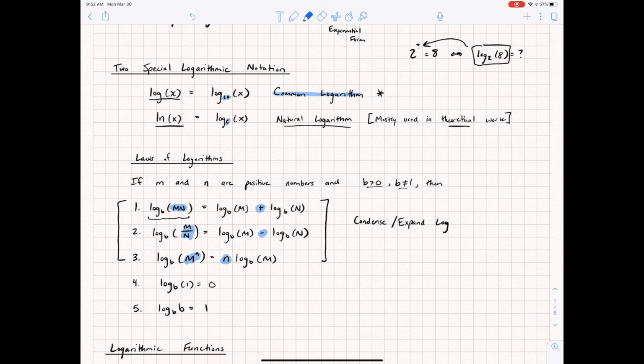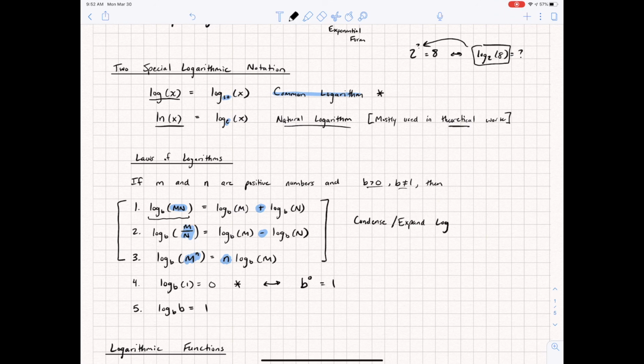And then two more properties, and these are things that are always going to hold true no matter what your base is. If you do log base b of 1, you will always get 0. The best way to think about this is by translating it back into its exponential form, which would say b to the 0 is equal to 1. So we can see how that's going to always be true.